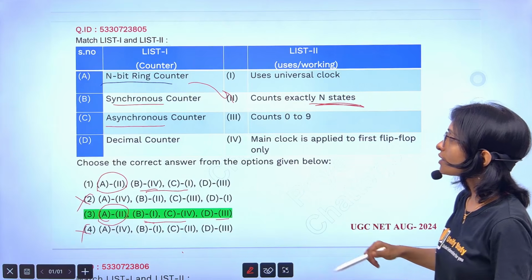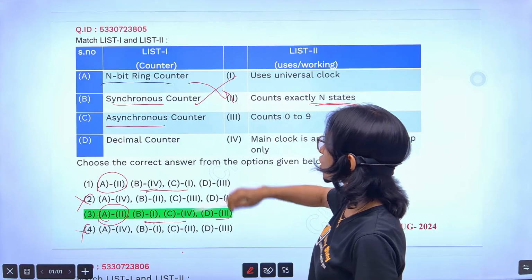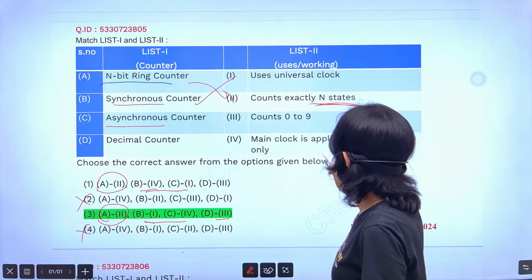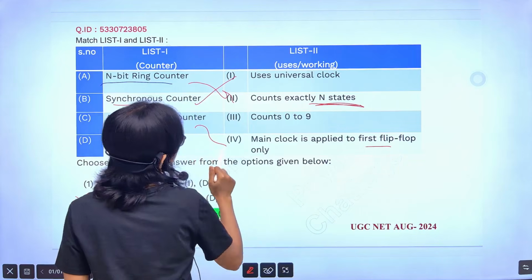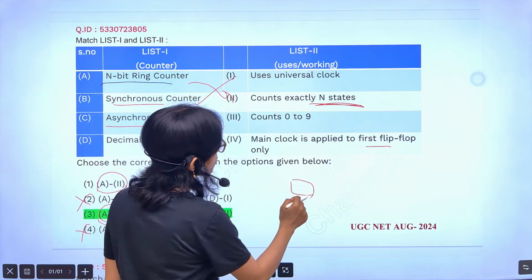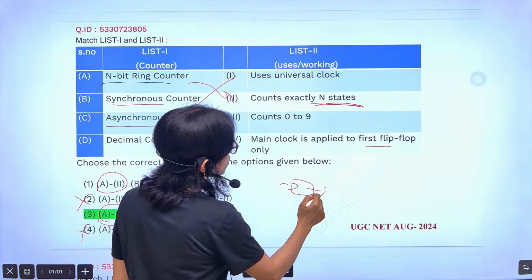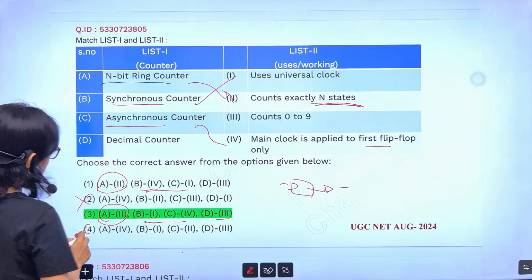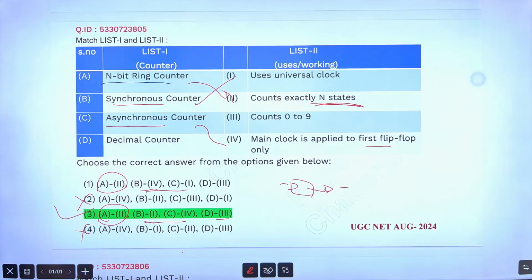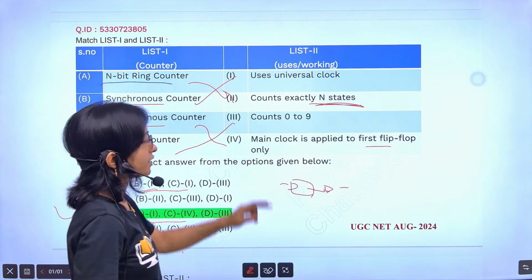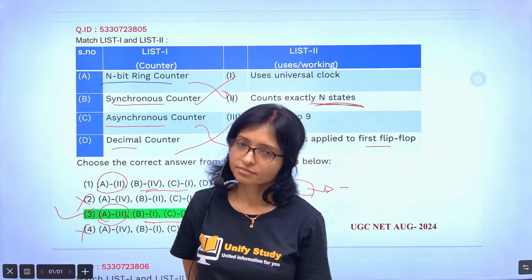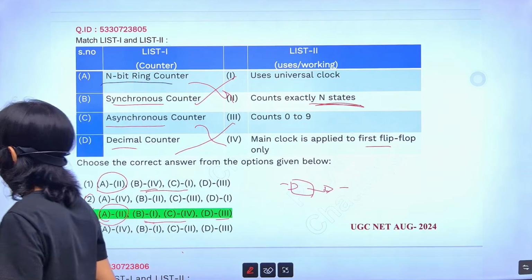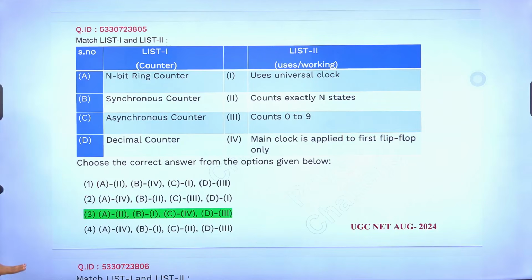So synchronous uses the universal clock pulse, and for asynchronous the clock is applied only to the first flip-flop. From the first flip-flop we are doing the asynchronous. After that this output works as a clock. So definitely your answer is this one. We got the answer, and decimal counter is 0 to 9. Decimal is counting 0 to 9. Basic. Super basic. Very basic area.